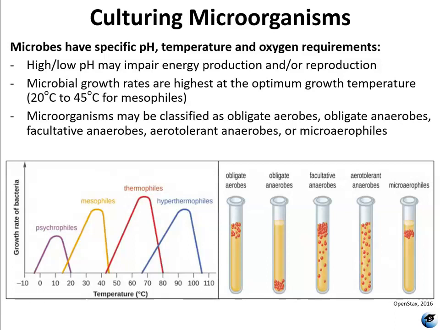Organisms are mesophiles if they're adapted to moderate temperatures with an optimal growth temperature ranging from room temperature, which is about 20 degrees Celsius, all the way up to 45 degrees Celsius. Your human pathogens are going to be mesophiles because they typically have to live at our body temperature. Our body temperature is about 37 degrees Celsius. So all of your human pathogens are classified as mesophiles.